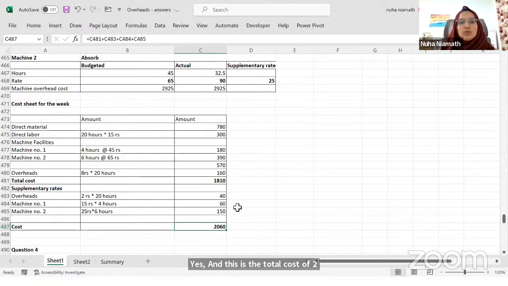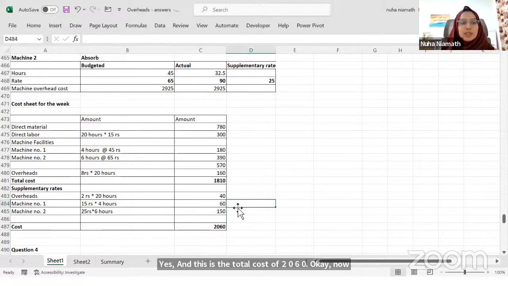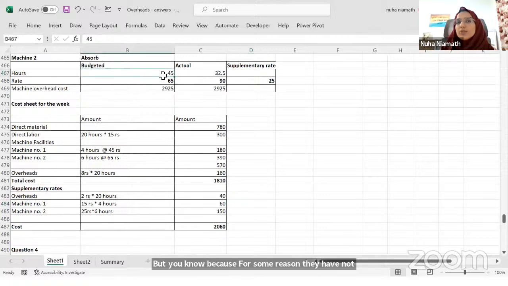Okay, now all of those who are referring to the CA material, the ICI material, please note that there is an error in the solution of the ICI material, because for some reason they have not considered 45 hours here, they have considered 40 hours. So just take note when you are solving the question that that is an incorrect solution and 45 hours has to be taken. Okay. Please note it in the ICI material.